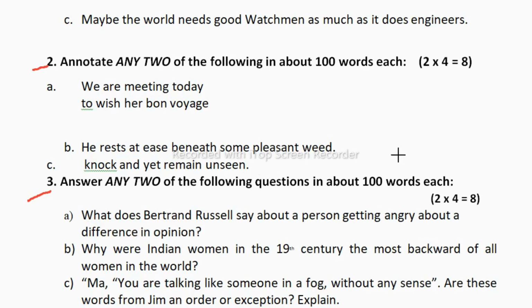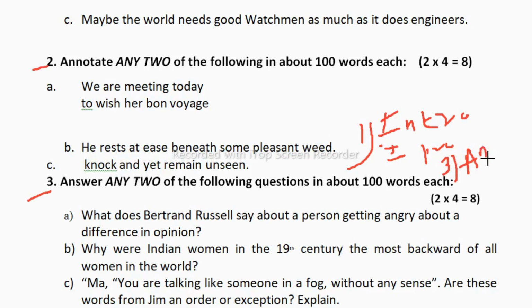Students need to remember that you have to write 4 things. First you have to write the introduction. For these questions from the prose, you write the introduction to the author. Then second, you write the introduction to the prose, whatever it is. Third point, you write the answer to whatever question they are asking you. At the last you give the conclusion to your answer.